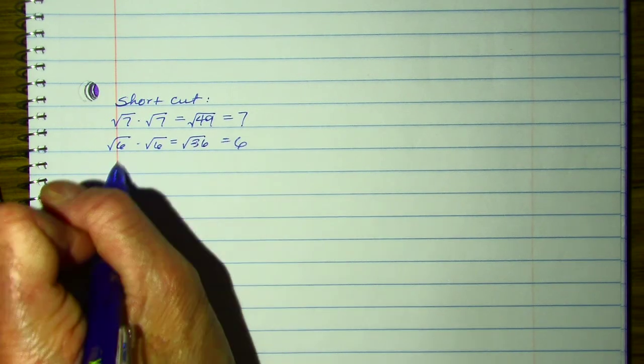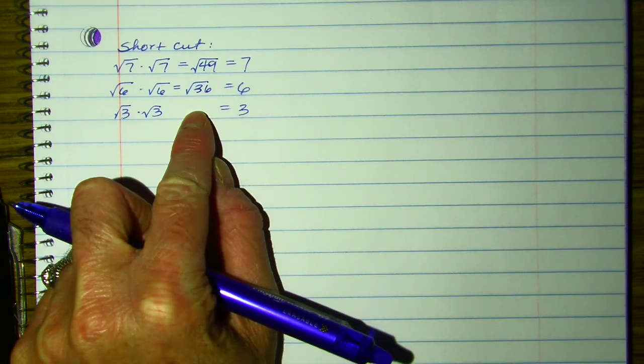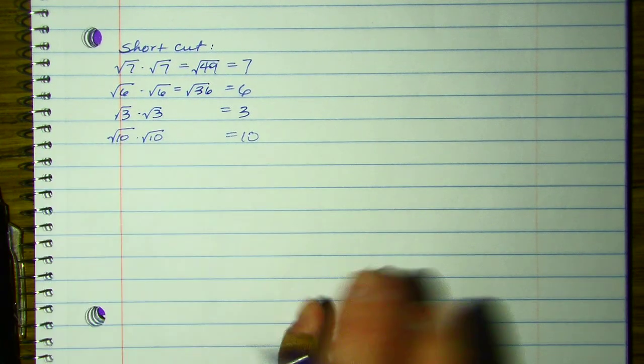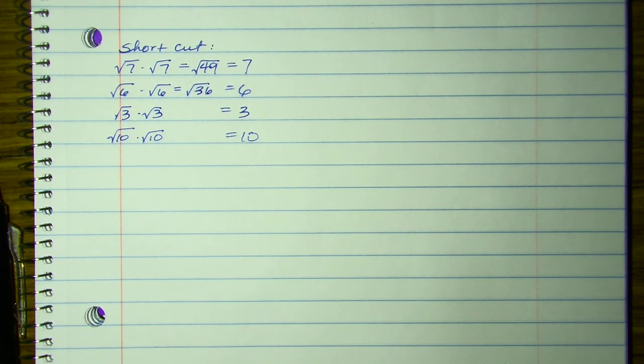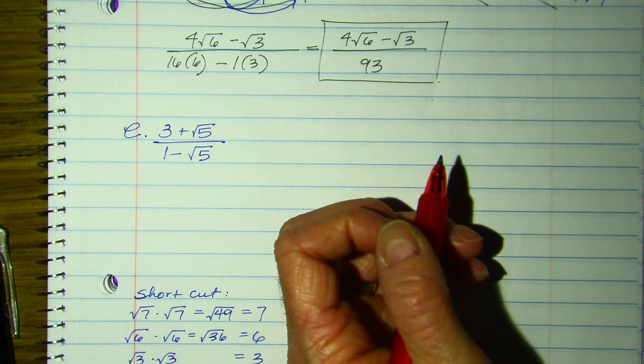So that means that square root of 3 times the square root of 3 is just 3. You can skip this part. The square root of 10 times the square root of 10 is just going to be 10. You can skip this middle part. Okay, so know that anything times itself with a root symbol is going to end up being the number. Okay, so let's use that knowledge to maybe make this one a little bit faster.